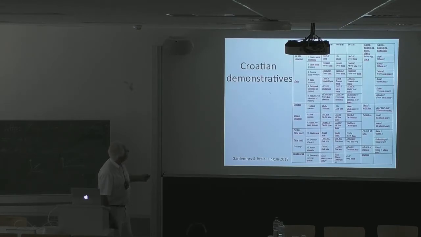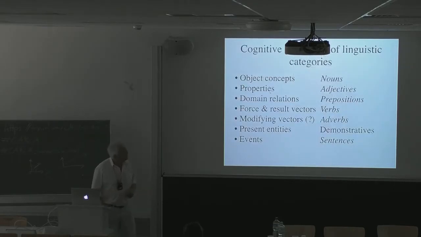So you have location and path. You have a similar thing as with prepositions here. You have demonstratives related to objects, that is this and that. But you also have demonstratives related to action and to discourse. So it's a much richer system of demonstratives. But it still fulfills this idea of referring to a single domain. Okay, demonstratives.